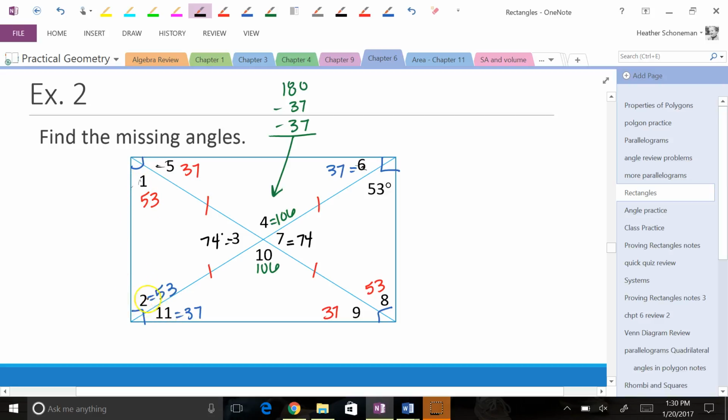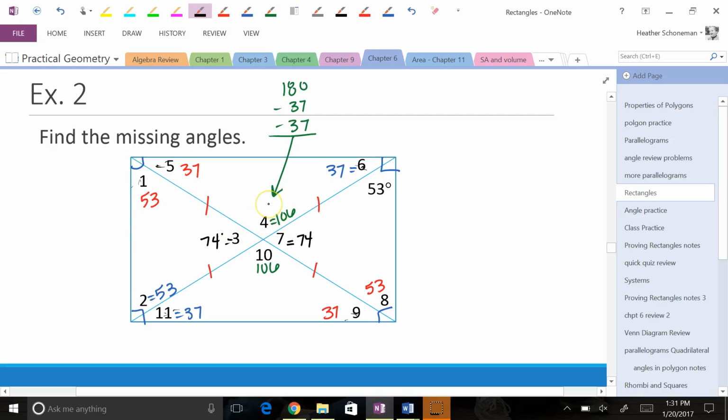2 and 11 add to 90, so 11 is 37. 11 and 9 are base angles. They're congruent. 8 and 9 add to 90, so 8 is 53. And going back, 53 and 8, they're base angles. Then I wanted to find the angle 4 in the middle, so I did a triangle. 180 minus 37 minus 37 gave me 106. I knew 10 had to be 106 as well. You could do the same thing with the triangle with angles 1, 2, and 3. They all have to add to 180 to get 74.